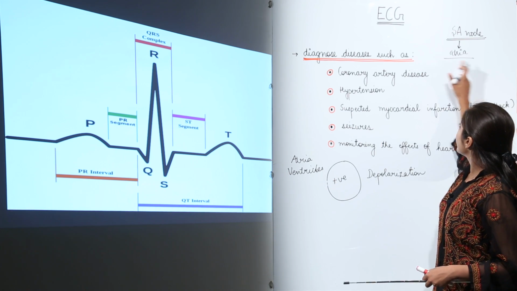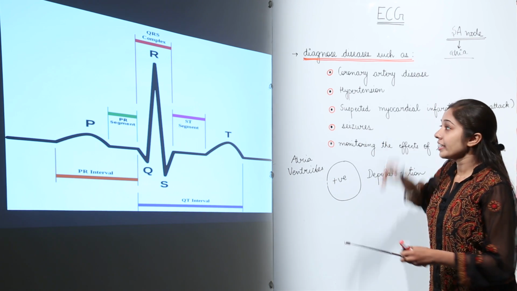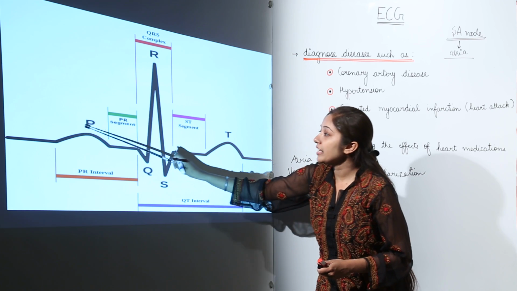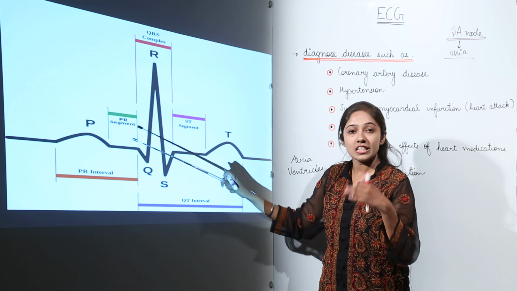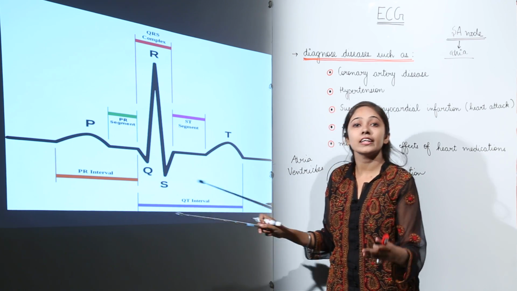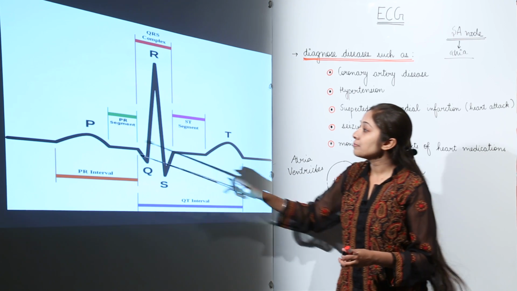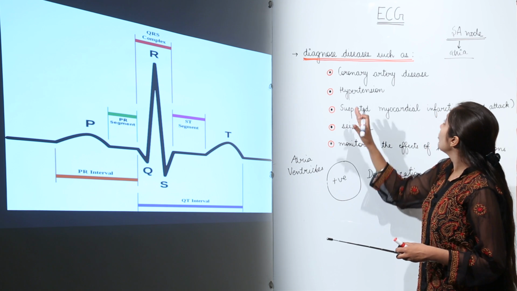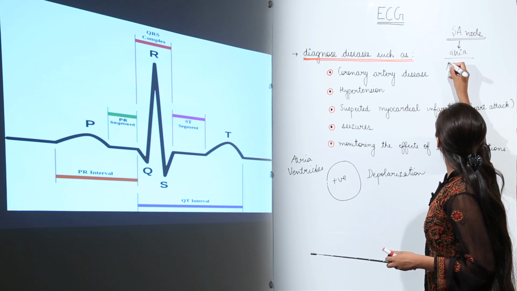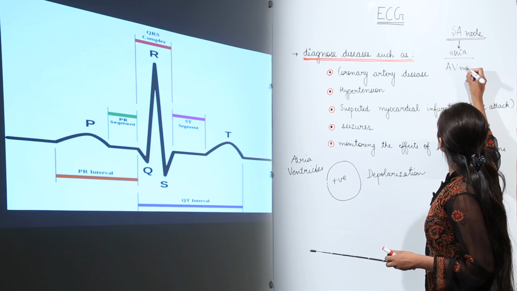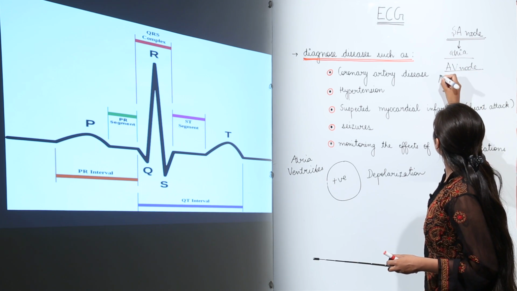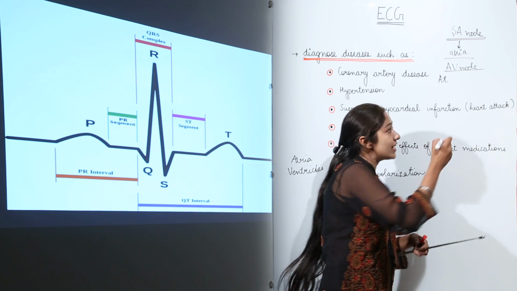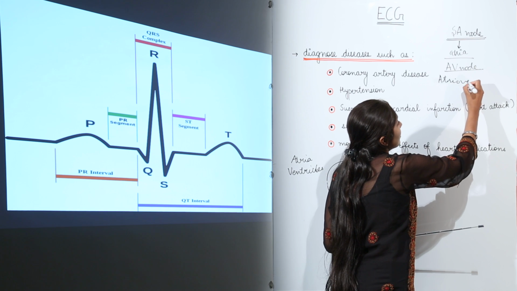This representation is given here by this P wave, as you can see. So the depolarization process in the atria is represented by this P wave. Then moving on to the next, we have an AV node. This AV node is the atrioventricular node.